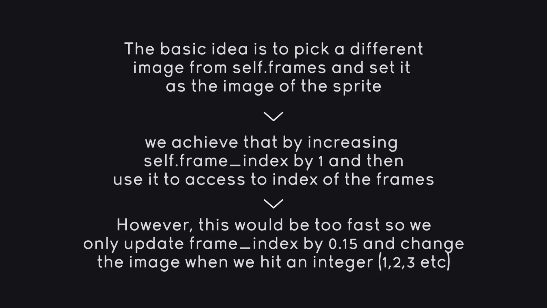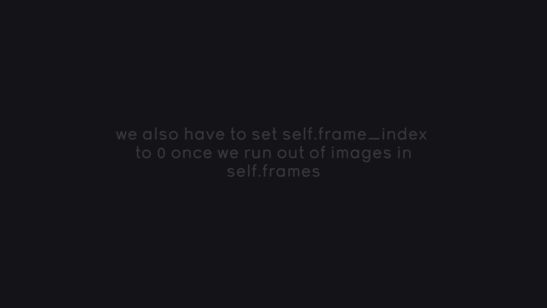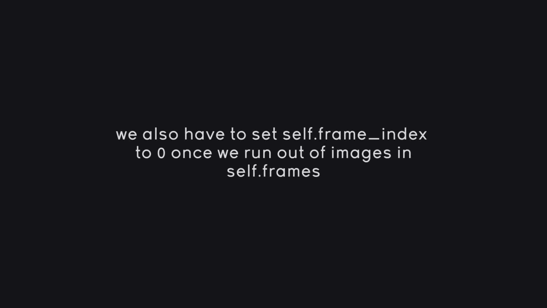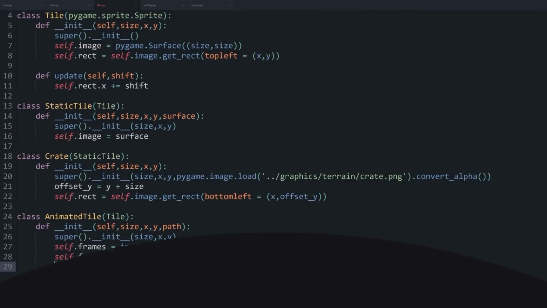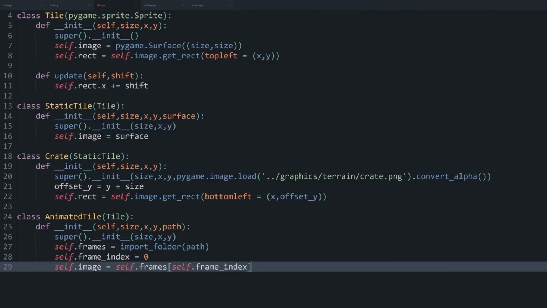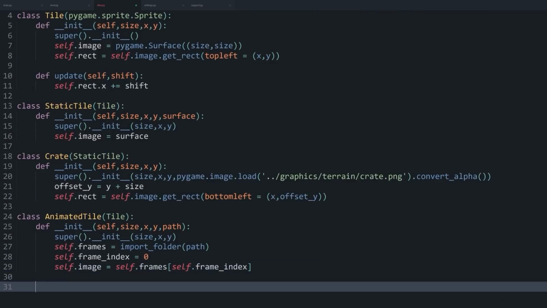So once we're reaching 1, 2, and 3, and so on. And I guess the other point you do have to remember is that self.frames only has 4 different frames inside. So once we're reaching the end of that, we have to set our frame index back to 0. But that also isn't a big problem.